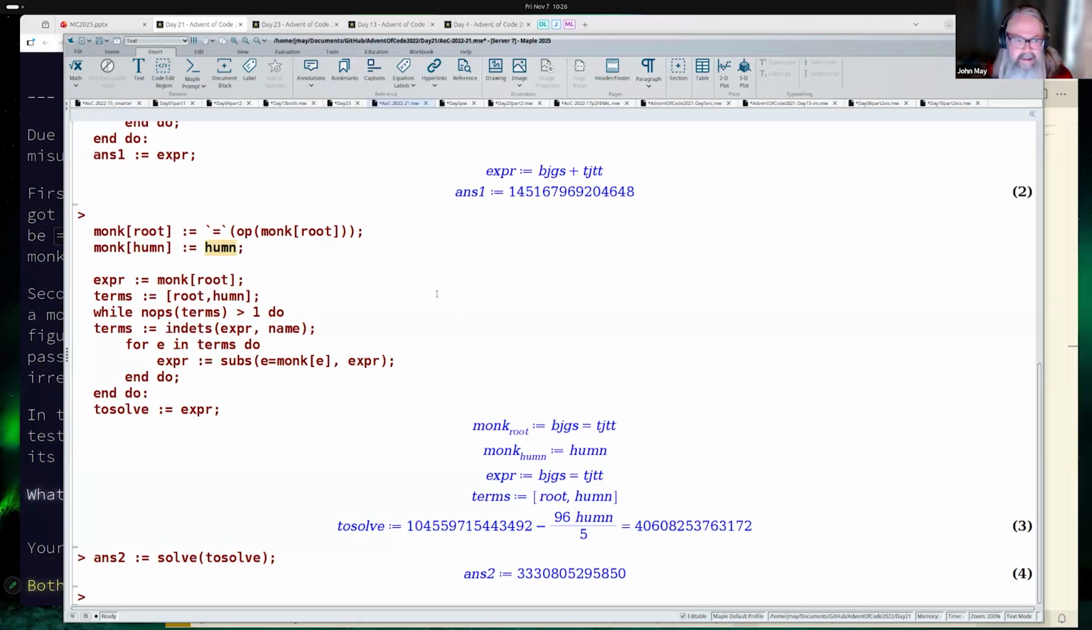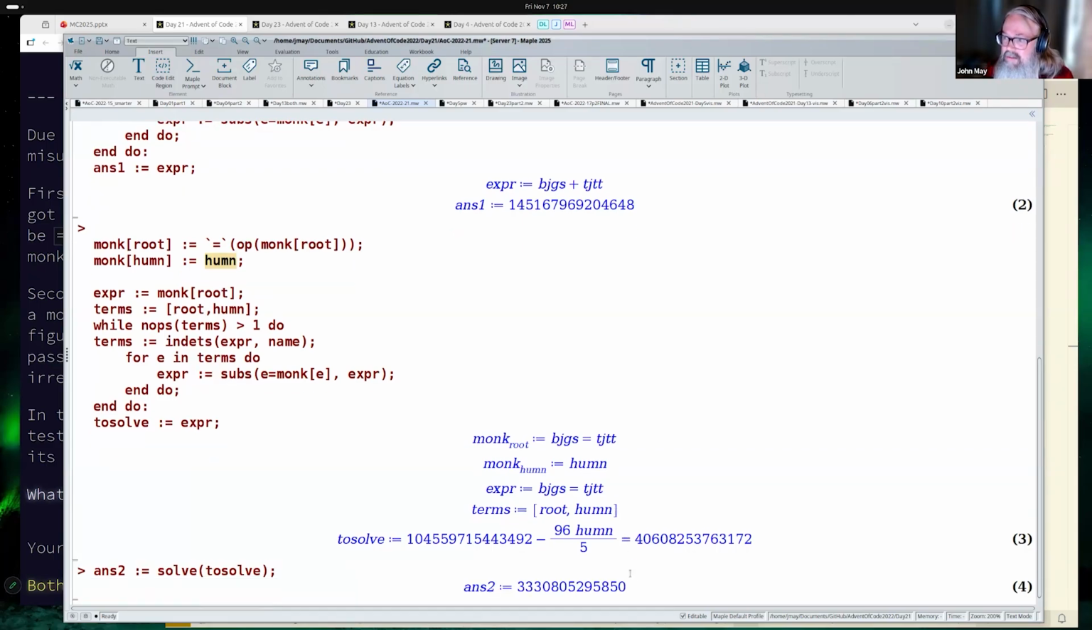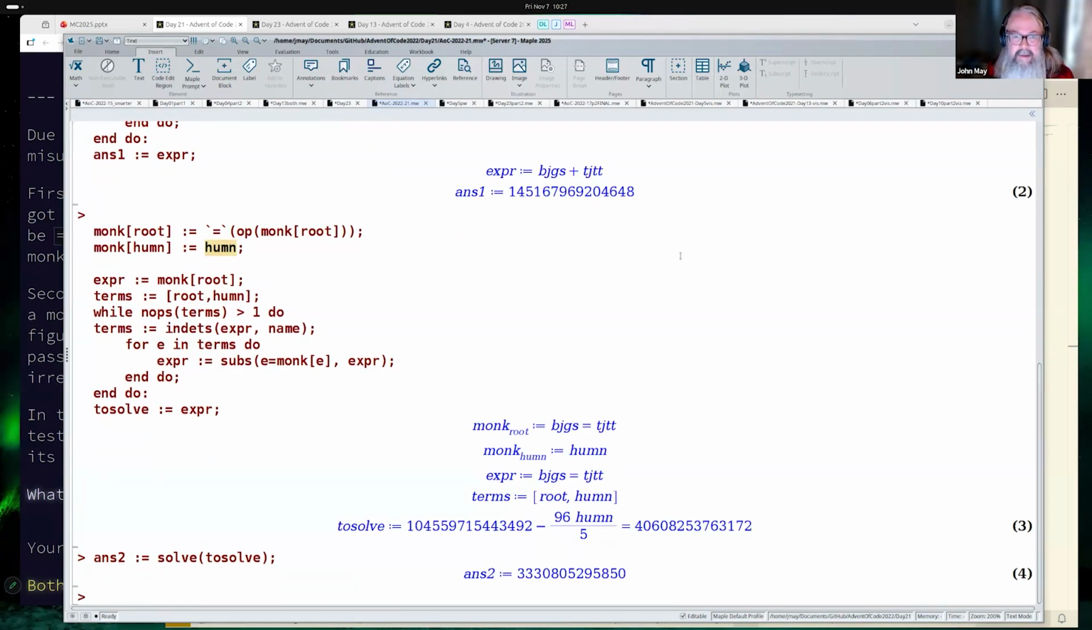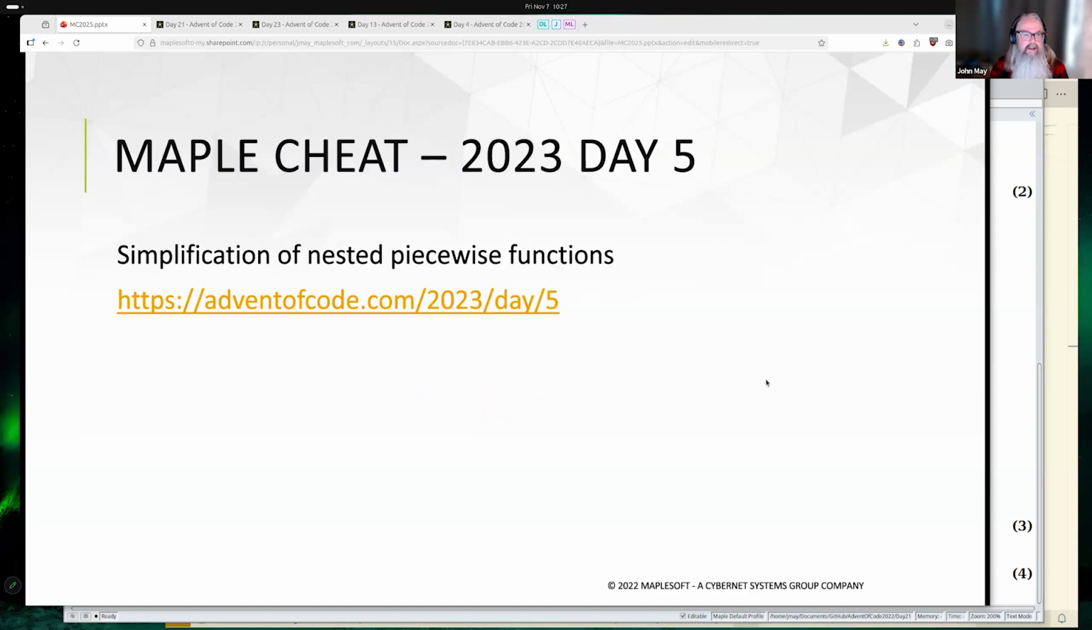But it's not like change two things and do exactly the same thing in the first part, but now you have a symbolic equation that you can easily just solve. So yeah, Maple is a gift on this day. So it's not really cheating. You can use whatever you want, but some days it feels like cheating. All right.